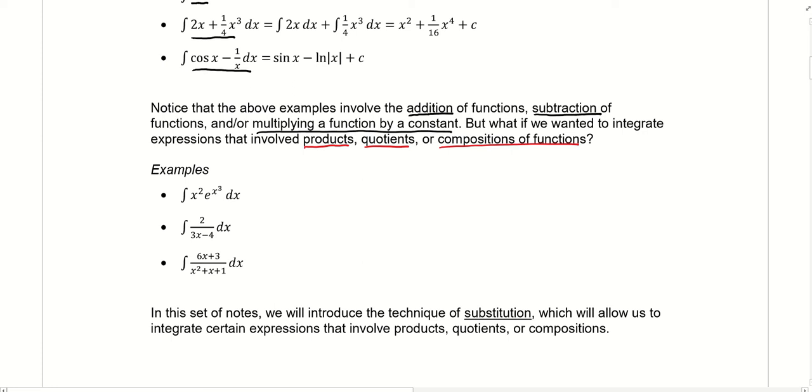And so in this set of notes, we're going to introduce the technique of substitution, which is going to allow us to work with these types of expressions and to integrate products, quotients, or compositions of functions of x. So that's what we're going to talk about in this set of notes.